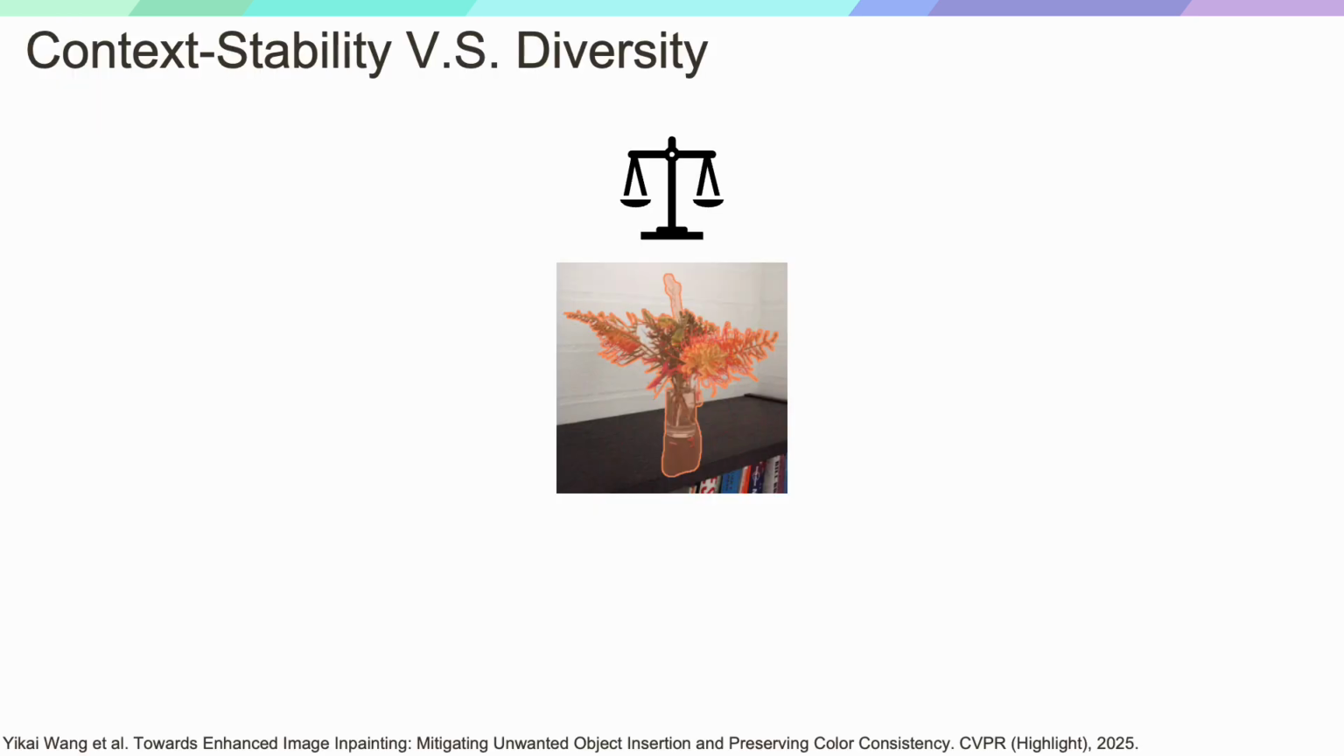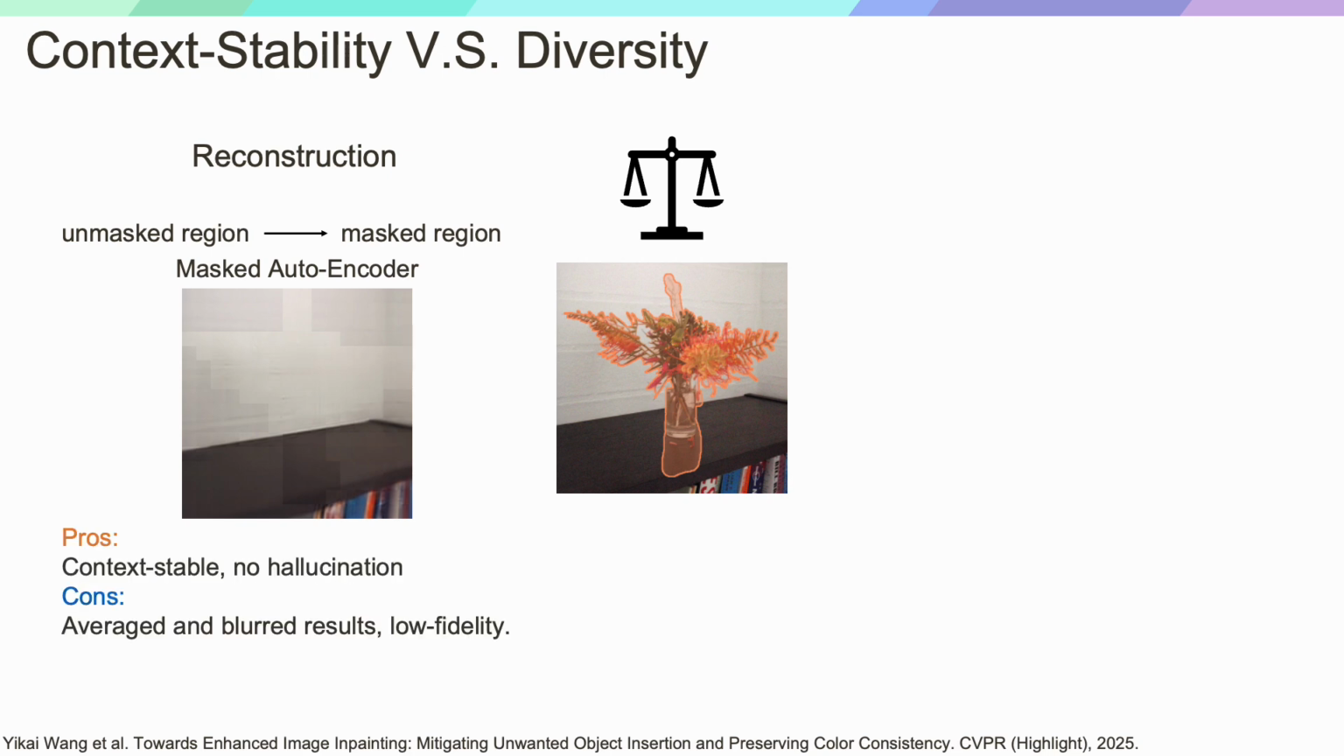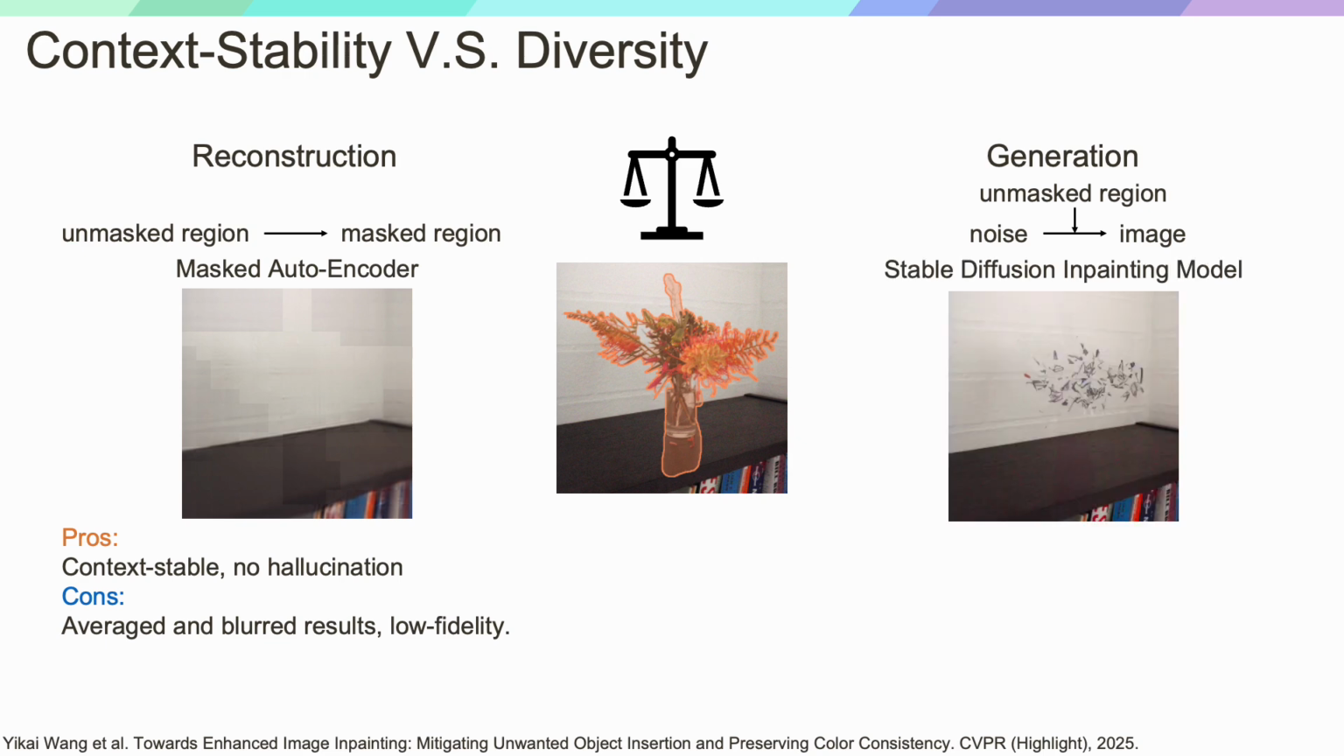Image inpainting models can be broadly divided into two groups. The first is reconstruction-based, like MAE, which predicts masked regions using only the unmasked regions. This approach is stable and avoids hallucinations, but often produces blurry results. The second one uses generative models that start from random noise and condition on the unmasked region. This produces realistic and diverse images but may not faithfully match the condition.